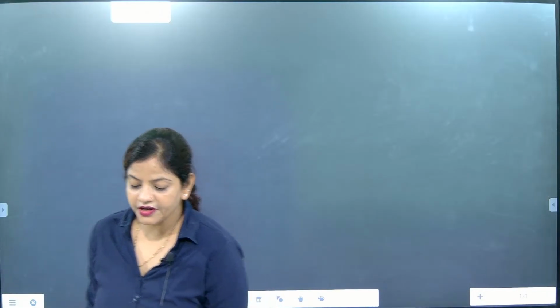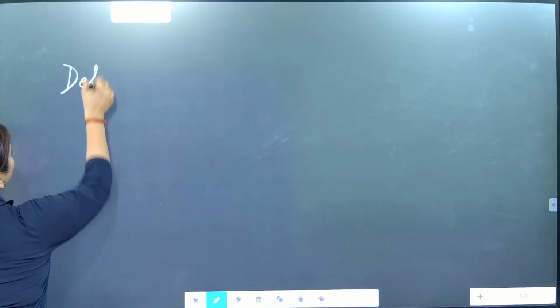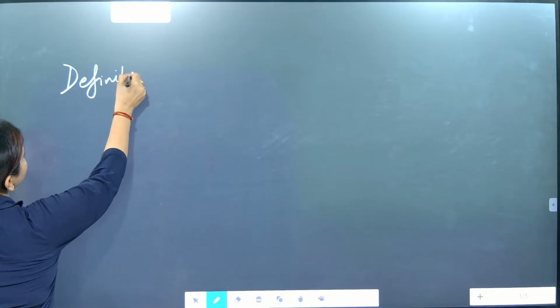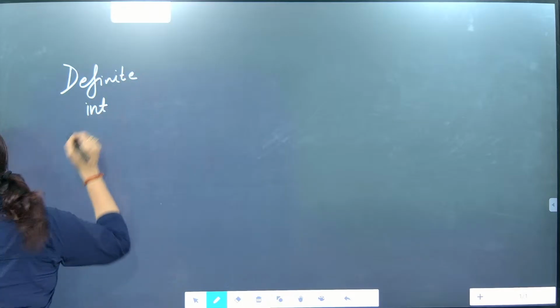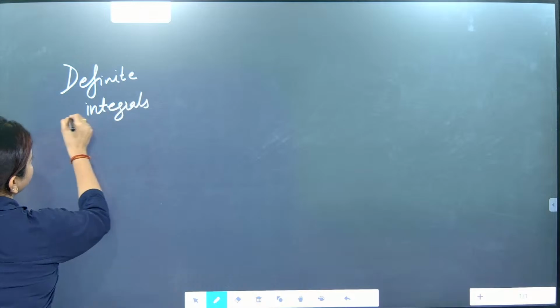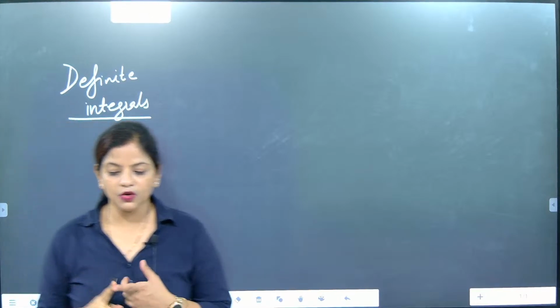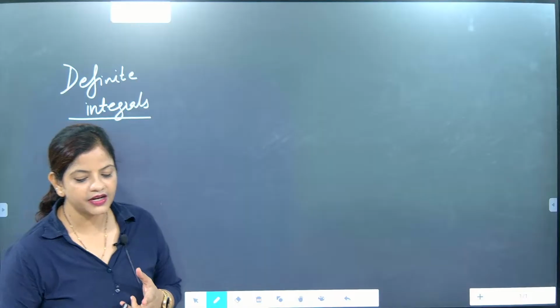Okay, beta, definite integrals, I'm starting, please. Now look here, in definite integrals, you know that already in first class I have discussed indefinite integrals. Ma'am, can you close the gate, please? In definite integrals, we have a lower boundary and an upper boundary. Means lower limit and upper limit will be existing in definite integrals.